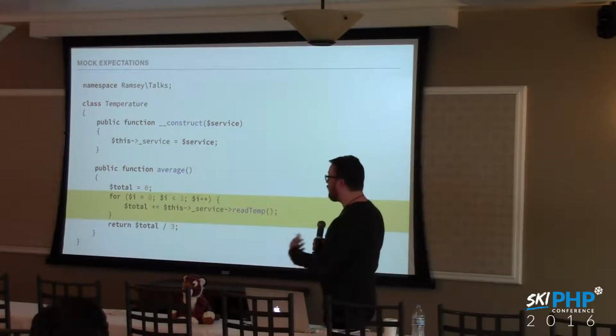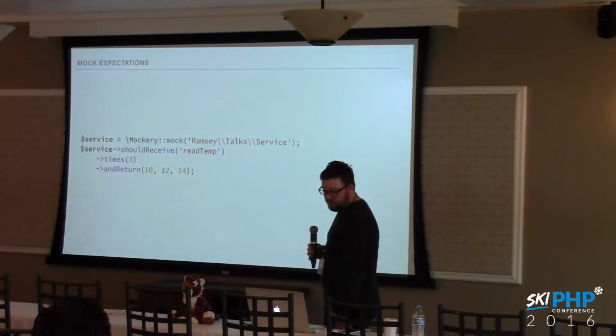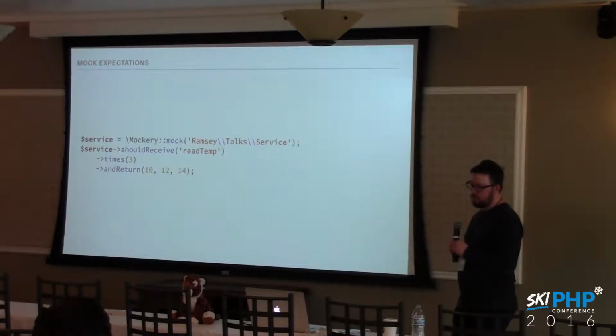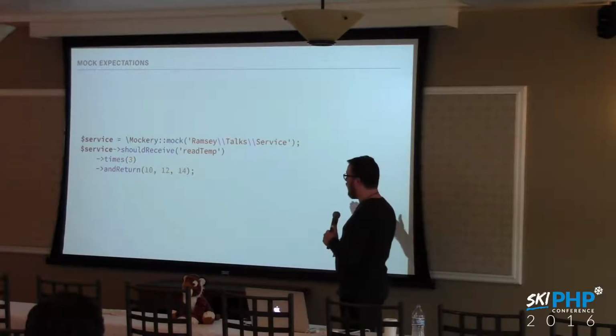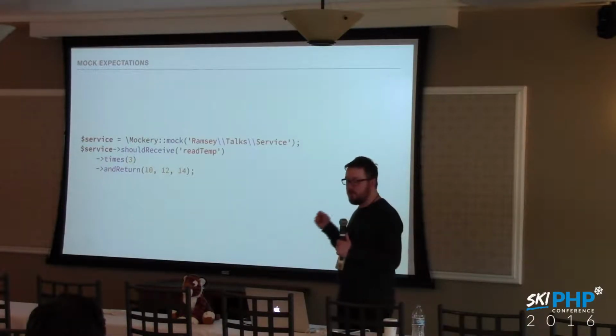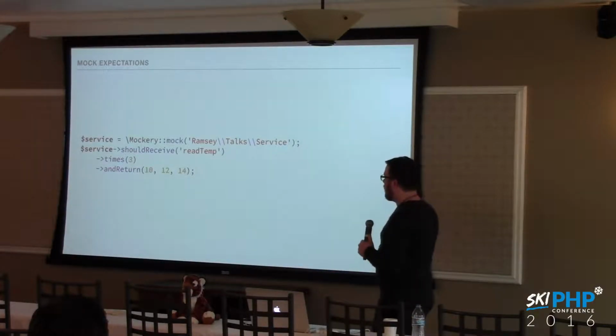So this test of the loop that you've specified here is working correctly. As you'll recall, we've asserted that readTemp has to be called 3 times. The return value of the average method was 12, since it averages these 3 temperatures.